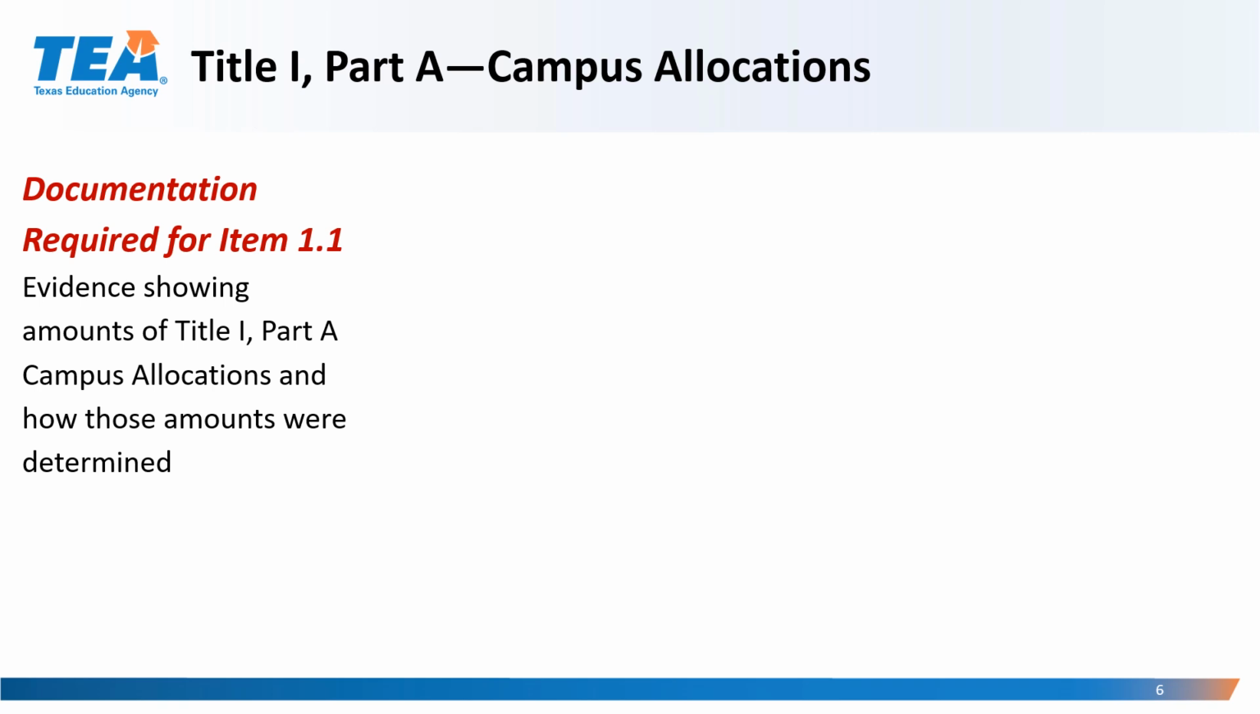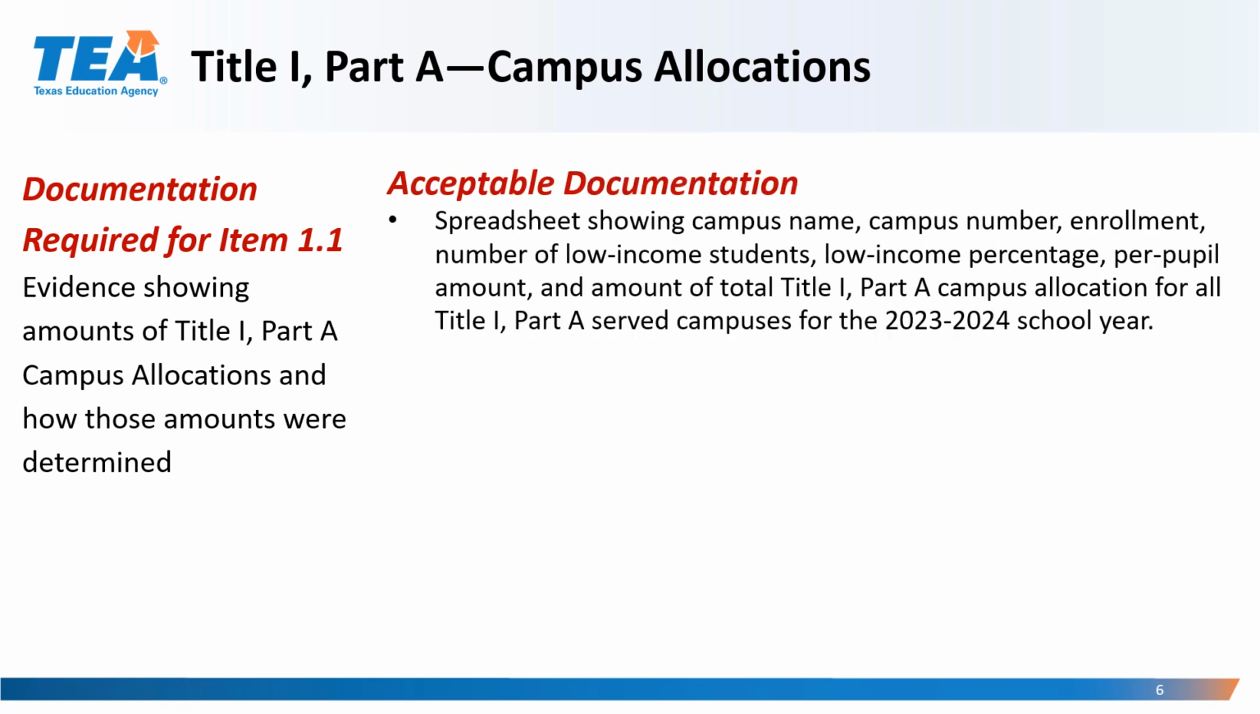For item 1.1, the selected LEAs must submit evidence showing the amounts of their Title I Part A campus allocations and how those amounts were determined. Acceptable documentation would include a spreadsheet showing the campus name, campus number, enrollment, number of low-income students, low-income percentage, per pupil amount, and the amount of the Title I Part A campus allocation for all Title I Part A campuses served for the school year being validated.